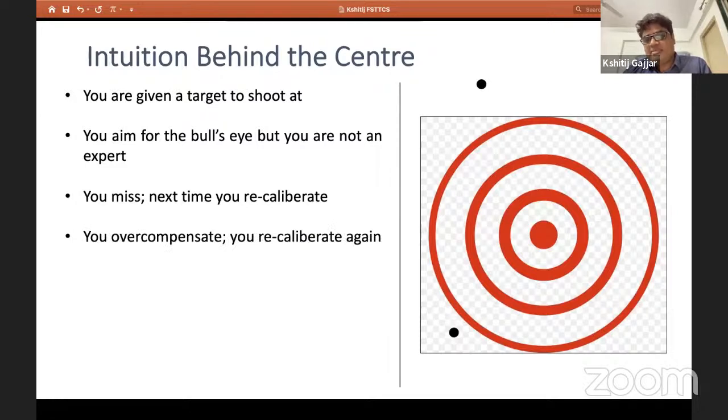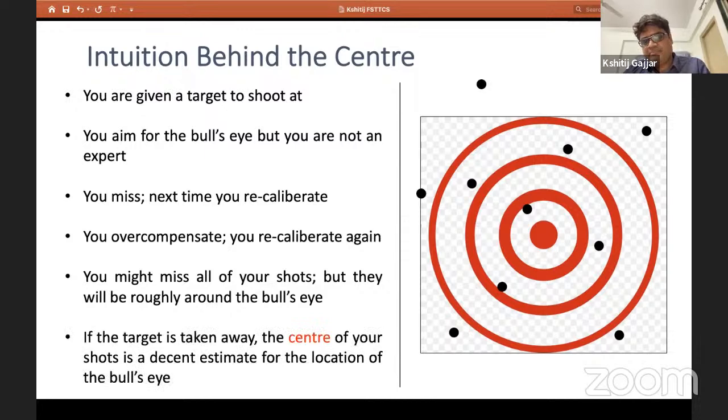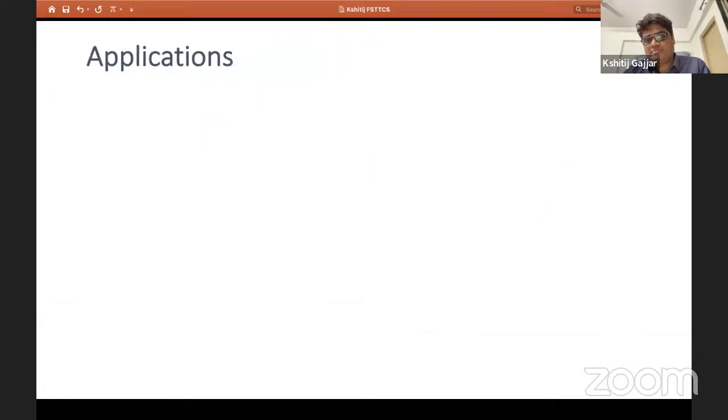Okay, so you recalibrate again. And now from the vertical perspective you're somewhere there, but not yet from the horizontal perspective. So you aim a bit to the right, then a bit to the left, and so on. Okay, you have a lot of attempts. And it turns out none of your targets actually hit the center of the bullseye, but they are all roughly around it. And the point is that now, even if the target is taken away and someone calculates the center of these points, it will be very close to what the actual bullseye was.